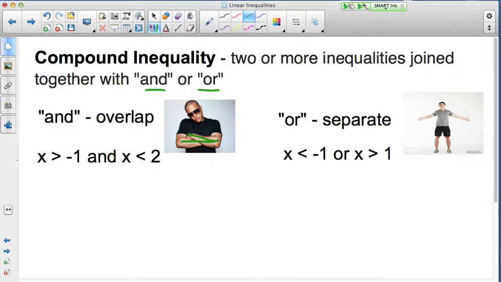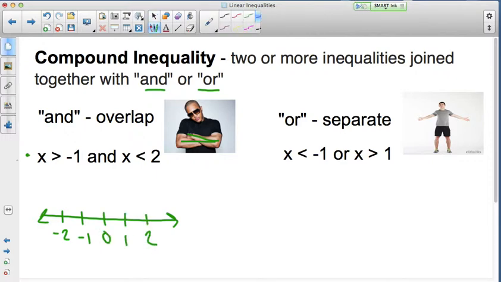Okay, so if we're going to graph this problem right here on a number line, let's draw our number line. Start with -2, -1, 0, 1, 2. Both of our lines in our compound inequality should overlap. So let's graph the first line. x is greater than -1. So I start at -1 with an open circle. Since it's greater than, I draw an arrow to the right. If I'm graphing the second inequality, which says x is less than 2, I put an open circle at 2, and since it's less than, I shade to the left.